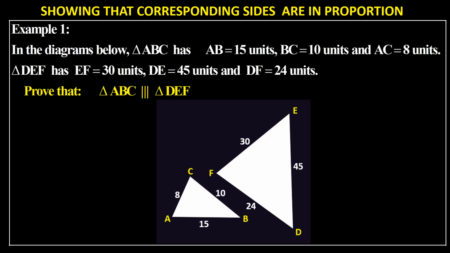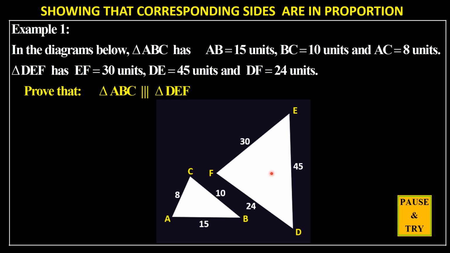Now let's look at our first example here. There we have two diagrams, triangle ABC with some measurements given, and triangle DEF with some measurements given. And we have to prove that they are similar. So here, this is an example where they give us lengths. So you can see what we are going to do. We're going to see whether the corresponding sides are in proportion. And what do you have to do? Get a ratio and another ratio and another ratio and see whether they are equal to each other.